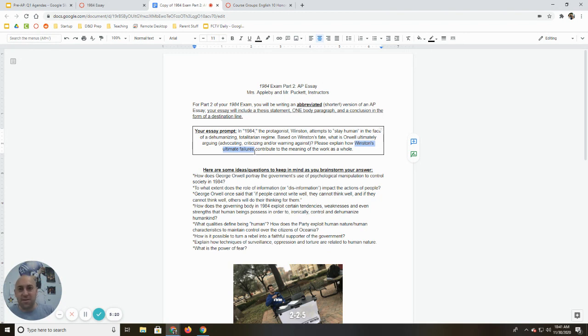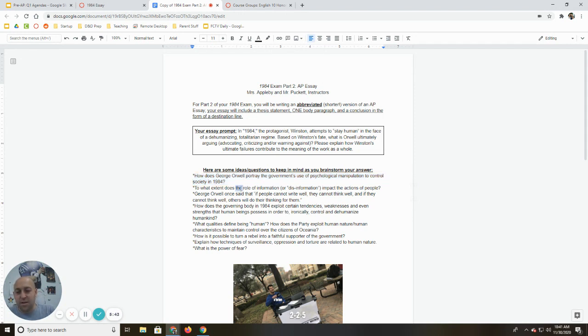So how do those failures affect your theme? You're going to pick a theme, something that George Orwell's trying to tell us, and you're going to talk about how Winston failing, what it tells us about that theme, how it affects it. It goes through some ideas and questions to keep in mind, all right? Like, how does George Orwell portray the government's use of psychological manipulation to control society in 1984?